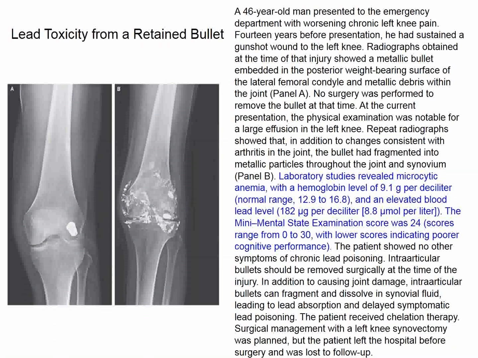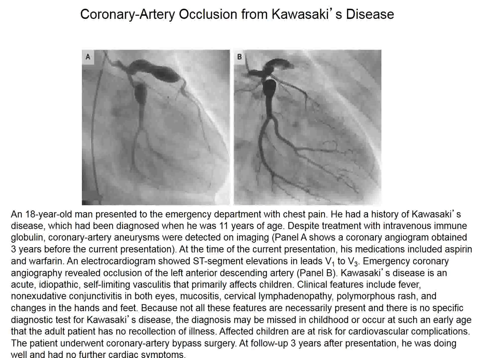And the patient showed up with a hemoglobin of 9 grams per deciliter, had elevated blood lead levels, and had a mini mental score of 24. Looks like he'd be a pretty good candidate for chelation therapy. But apparently he didn't know about the Affordable Care Act and he was lost to follow-up. So we don't know what happened to him.